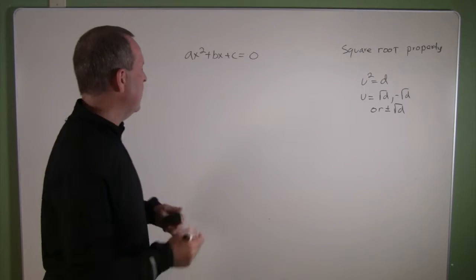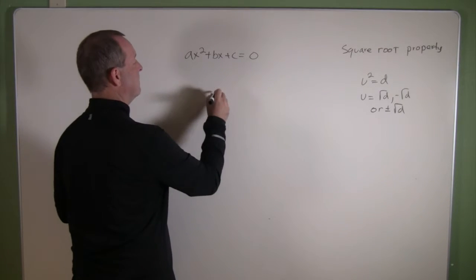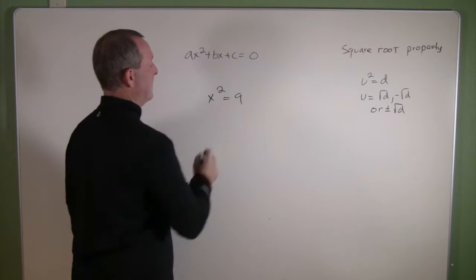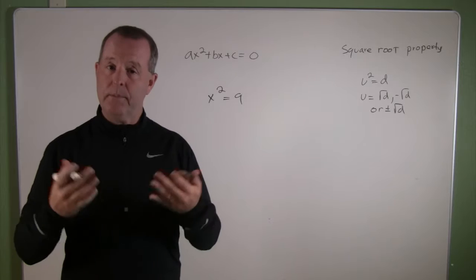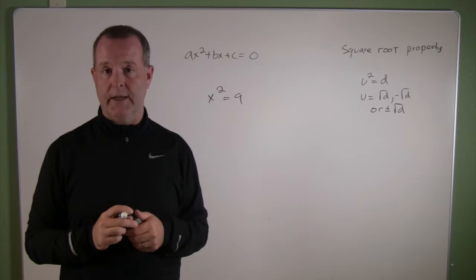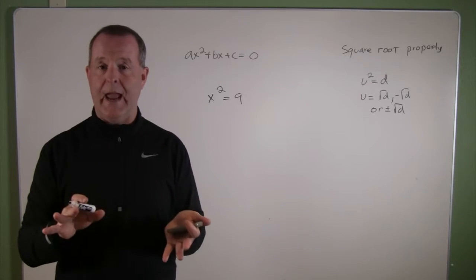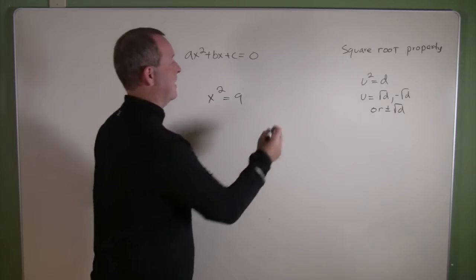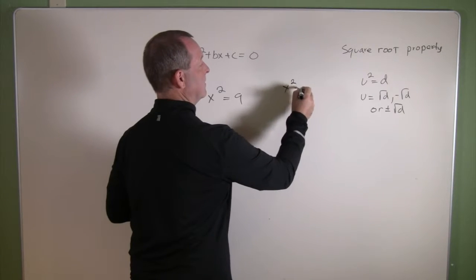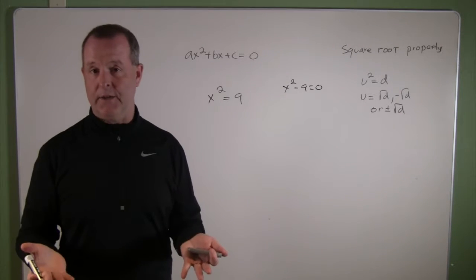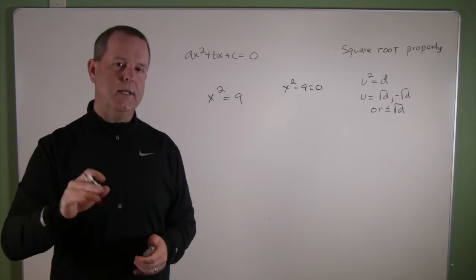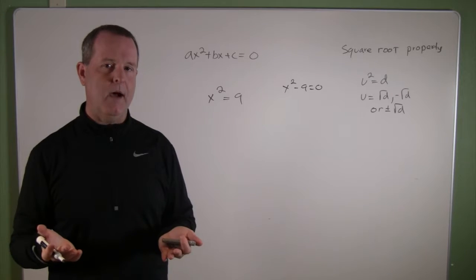So just work with me. Let's say that I have something that looks like that. Well, what are its solutions of x? Well, this particular one, we can look at how we've done it in the past. I can subtract 9 from both sides. And now it looks like something that I can factor. But I wanted to use this as an illustration to show us something else.